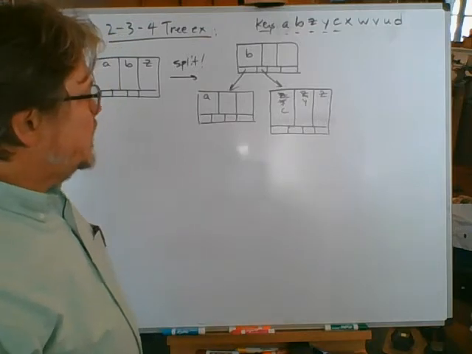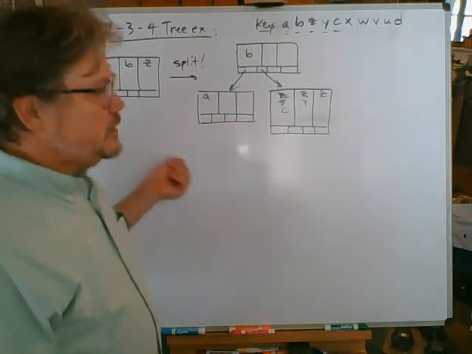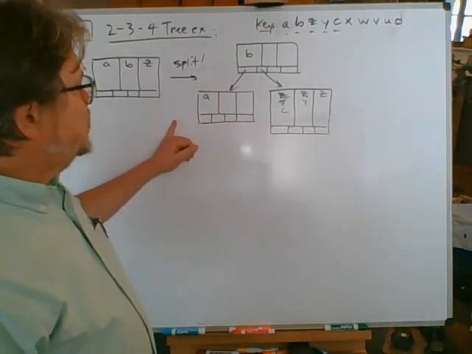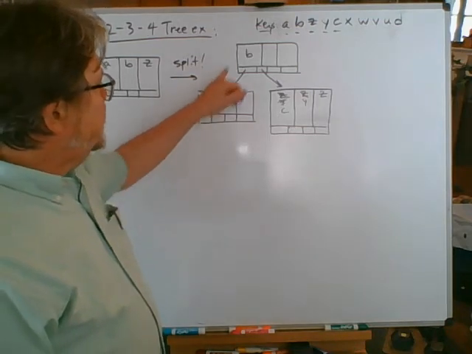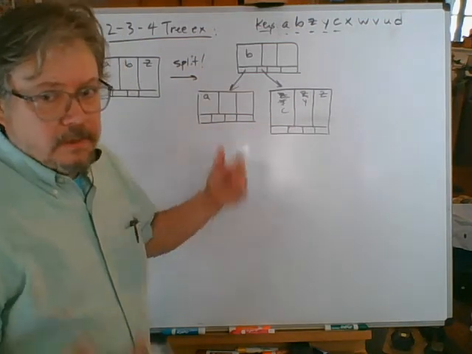And the smoke clears, and we have still a valid 2, 3, 4 tree. How would we do the in-order traversal? It's really weird. It would go A, B, C, Y, Z. And they're still in alphabetical order.